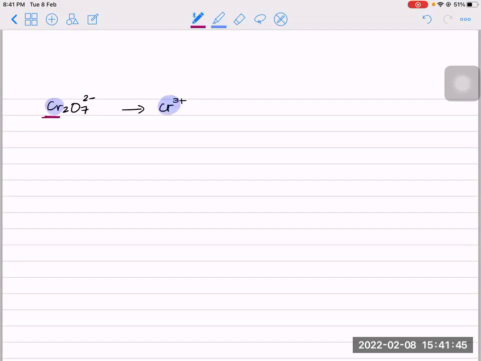So the first thing we've got to find is the oxidation state of chromium here. How will we do that? You have two Crs, so that will be 2x, plus 7 oxygens. Each oxygen has a charge of minus 2, so 7 times minus 2, and the whole thing equals minus 2. You find the value of x. X comes out to be plus 6. So you know this is plus 6 and it's going to plus 3. So we know that this is undergoing reduction. As you can see, there's a decrease in oxidation number.